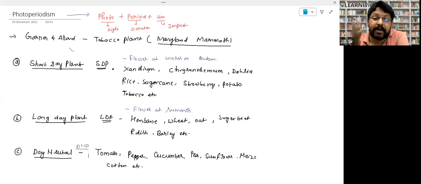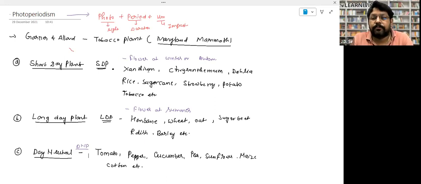So what is the photoperiod? Photoperiod is the duration for which light remains on the earth, right? In the summer, the duration of the light is more. Sunrise takes place at 5:15, sunset at 7:15, right? So that is the long duration of the sunlight. Long exposure, days are longer. Those plants which flower in those days we call LDP, long day plants.